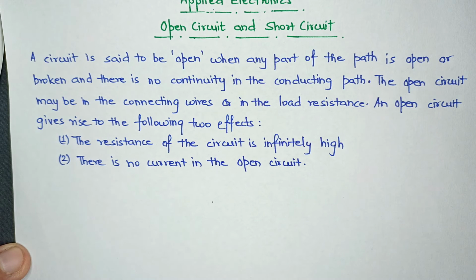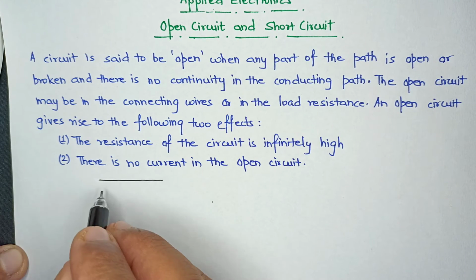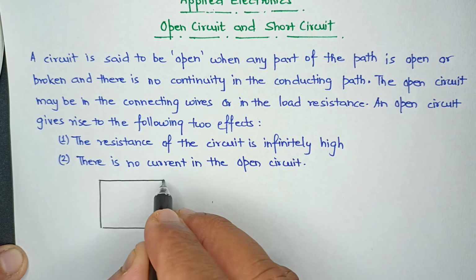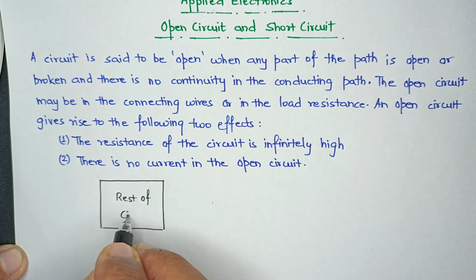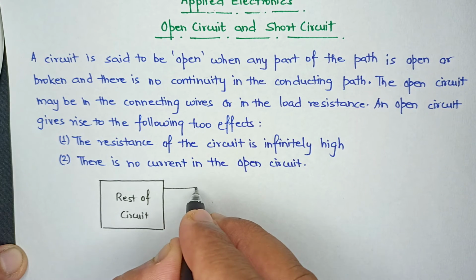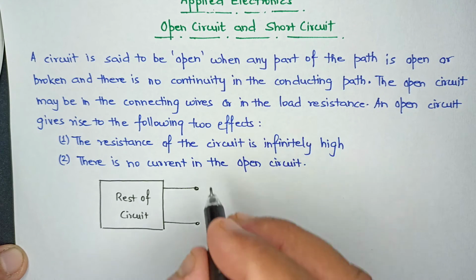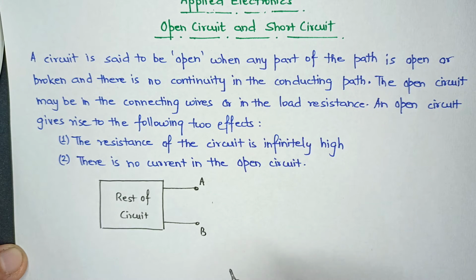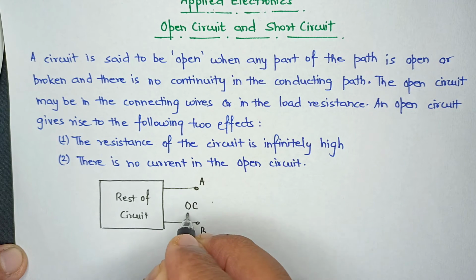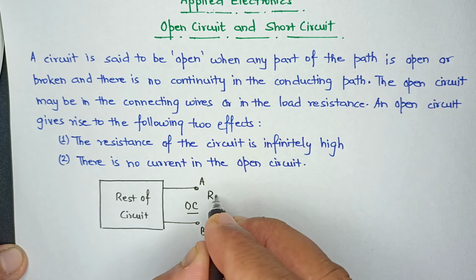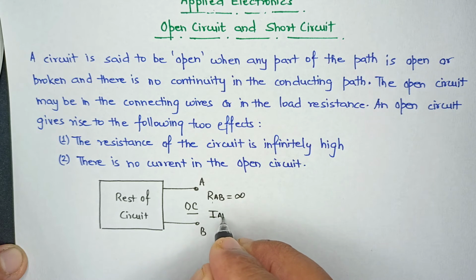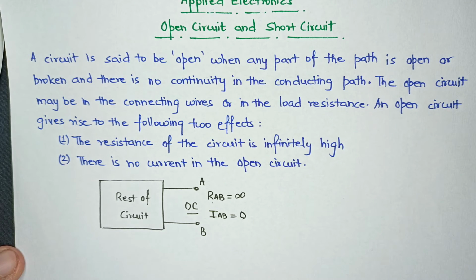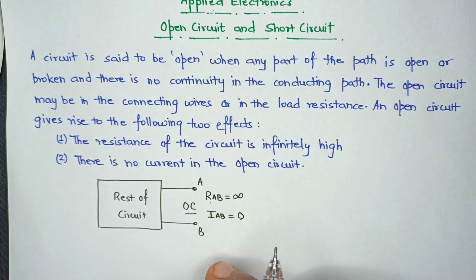So let us say we have a situation. Let me take the different pen. Okay, so let us say if we have a box like this over here, and this box basically represents the rest of the circuit, and let us say this is terminal A and this is terminal B. So this is A and this is B, and this is open circuit, that is OC. So in this case, the value of resistance across the terminals would be infinite and the current across the terminals would be 0. Now this is the open circuit.